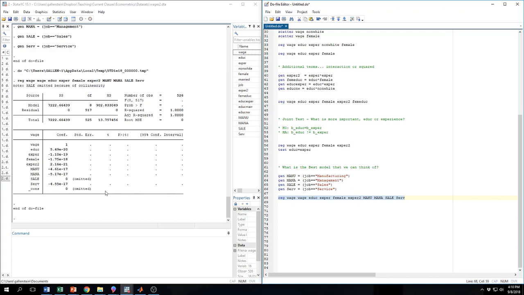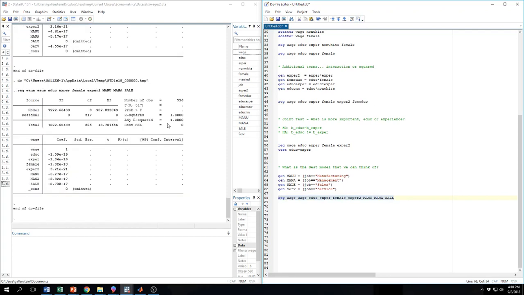Chaos. The regression doesn't work. Variables are omitted. All right, let's do it if we don't do the dummy variable trap. We exclude one of them. We have to exclude one of them. Now let's run it. It still didn't work.